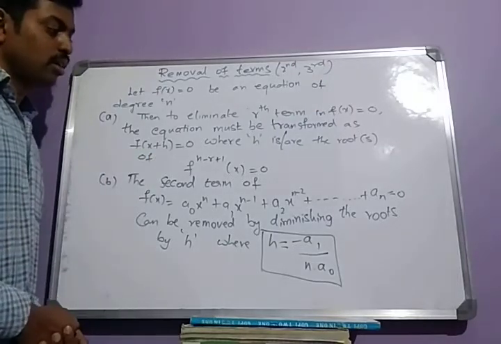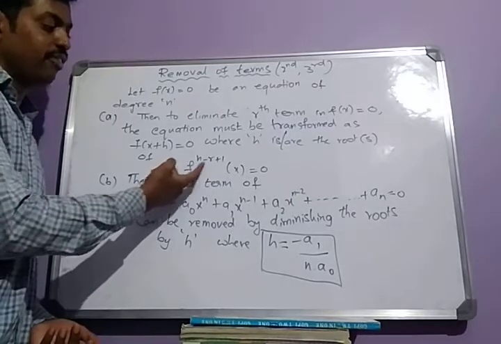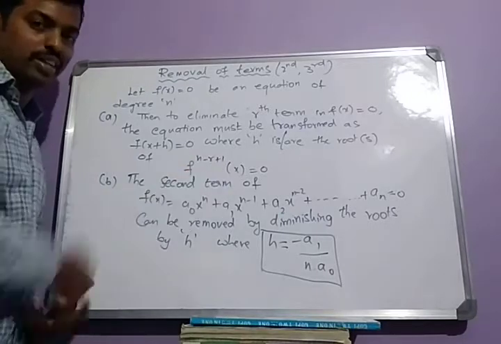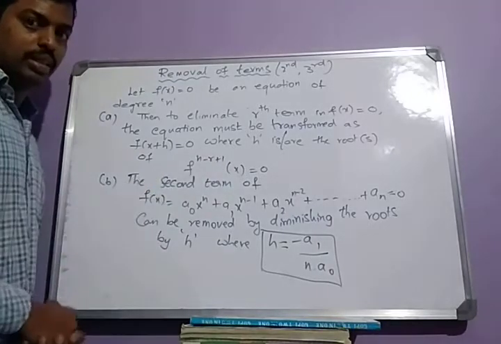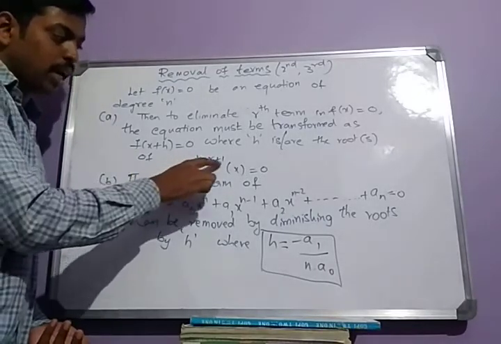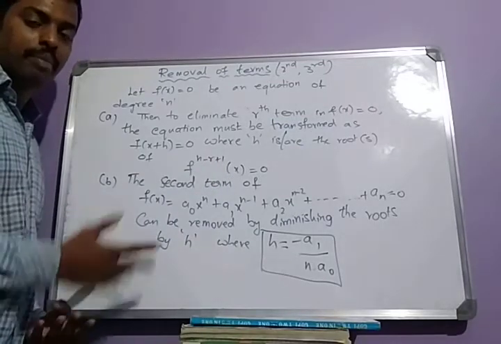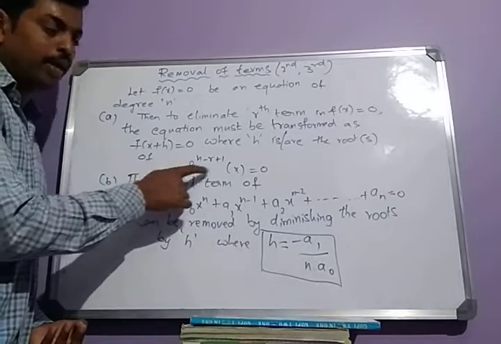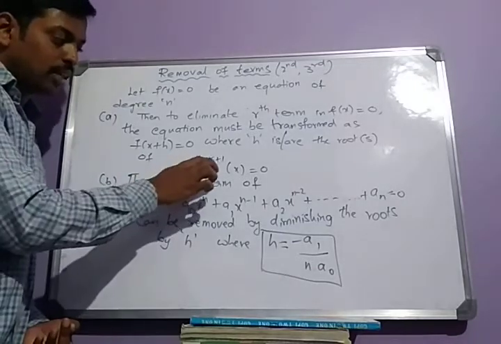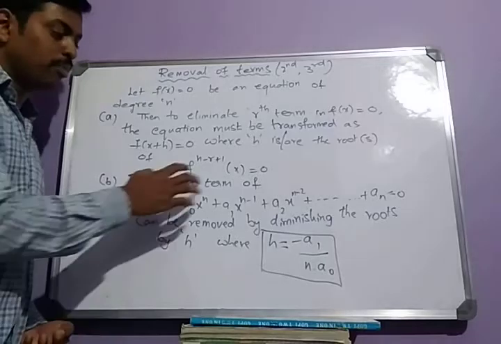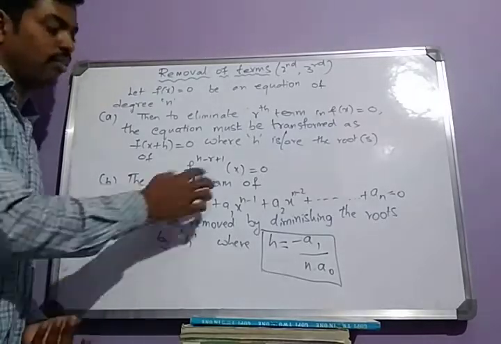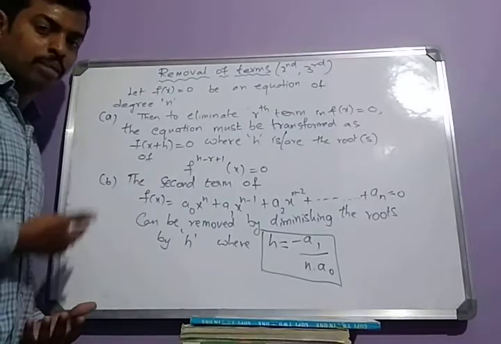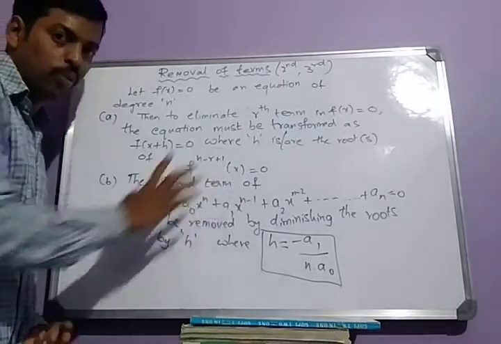You first find f prime n minus r plus 1 of x. What is the meaning of this? It means you find the value of n minus r plus 1. Imagine that n minus r plus 1 is equal to 2. That means you are supposed to do the double derivative of f of x. If n minus r plus 1 is equal to 3, then you are supposed to do the triple derivative of f of x. This n minus r plus 1 will tell you how many times we are supposed to do the derivative for f of x is equal to 0.